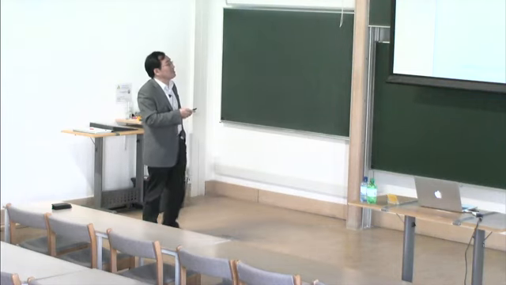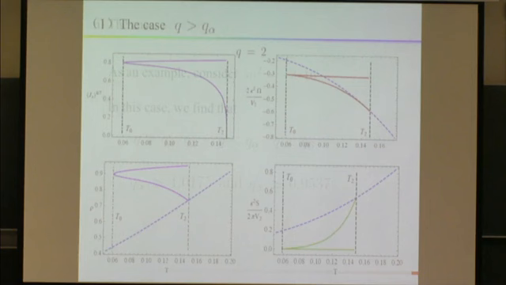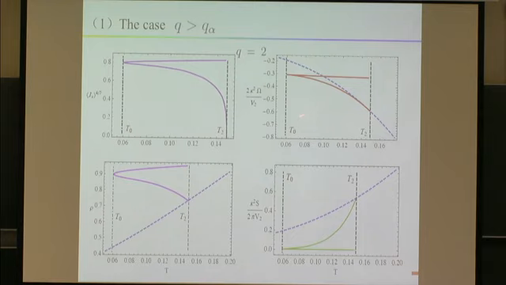So let's first see the first case. When Q is larger than Q alpha and the temperature is low, reaching for example here, the condensation happens. If you continue to lower the temperature, you find there is a minimal temperature around T0. The condensation turns back to the high temperature case. So in this case, you have 2 branches for the condensation. Clearly, the upper branch is unstable.